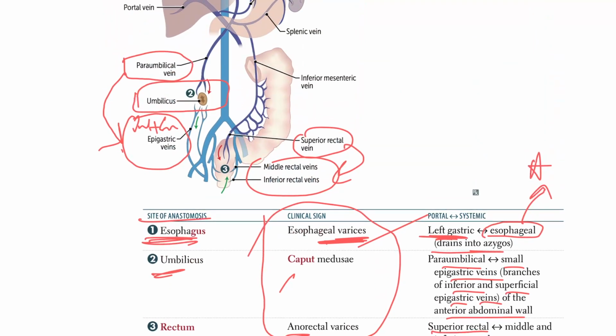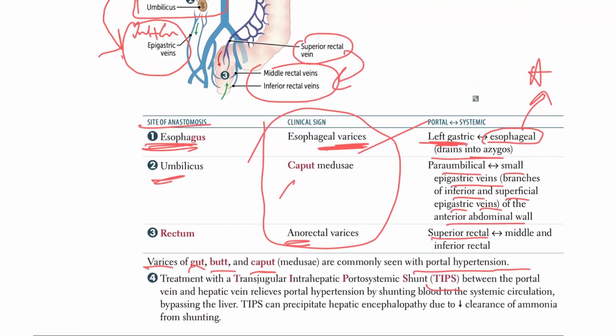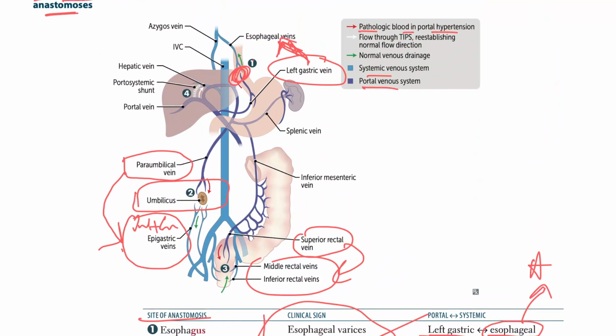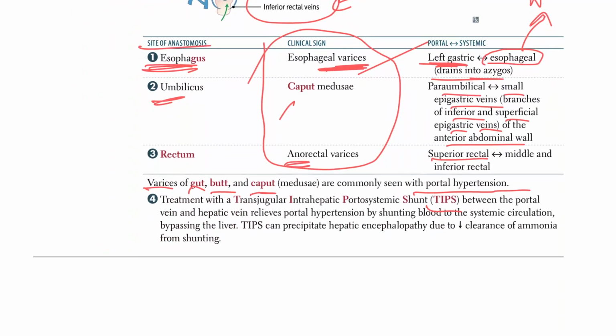How do you treat it? The treatment is TIPS between the portal vein and hepatic vein. Let's look at that. The portal vein was the influx into the liver, and the hepatic vein was the outflux from the liver out toward the IVC. So when you connect the influx to outflux directly, you're bypassing the liver. That is called TIPS. So again, let's read that. It is between the portal vein and hepatic vein. It resolves the portal hypertension by shunting the blood to the systemic circulation, bypassing the liver.